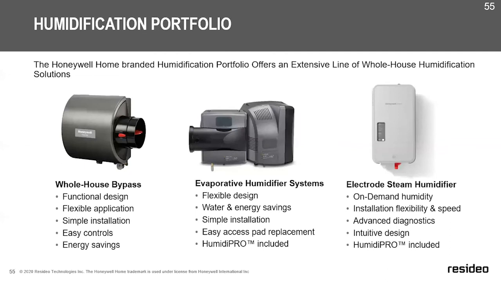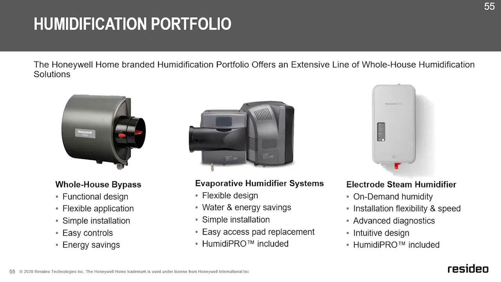So here's our whole portfolio. We have whole house bypass units. They're very functional design and really flexible for application and simple installs, easy controls. And then if you move to the center, we have our evaporative humidifier systems. These are advanced. So what that means, that damper on a bypass, instead of telling the homeowner, open it up in the fall and winter and close it spring and summer, it automatically does it. So that provides a lot of value to your homeowner to where they don't have to go down to the basement and remember to open that damper and close it at the end of the season. It takes care of it for them.